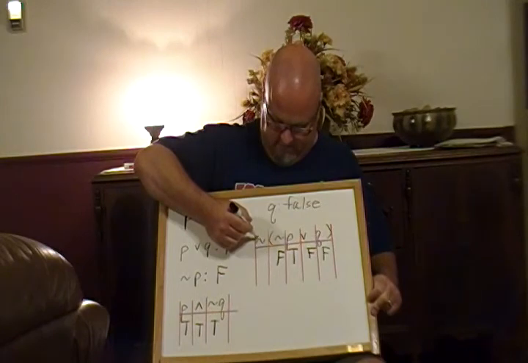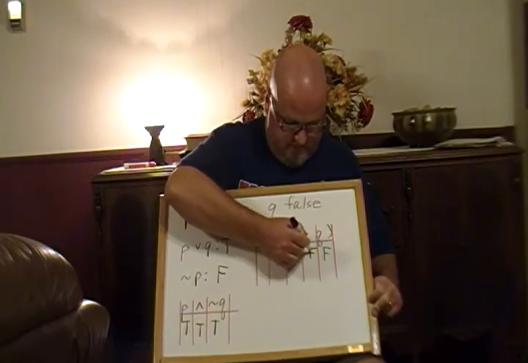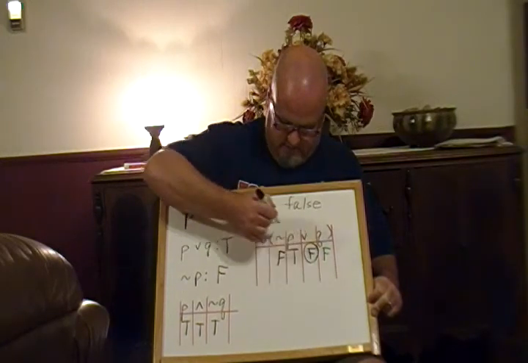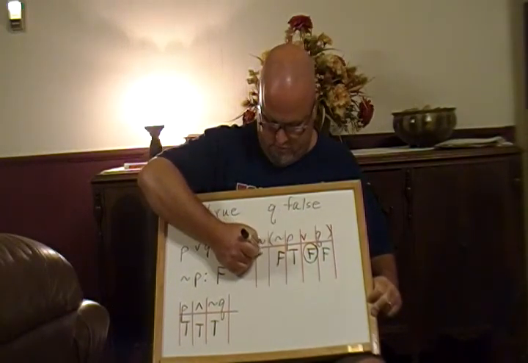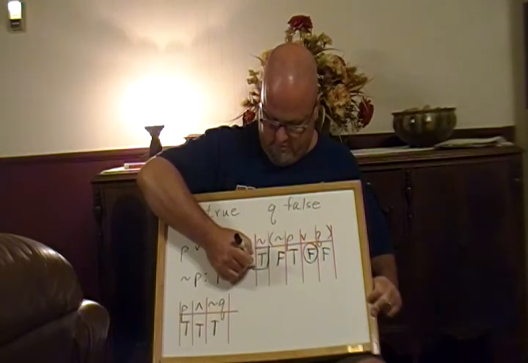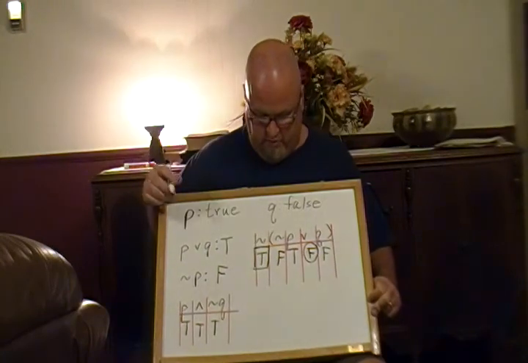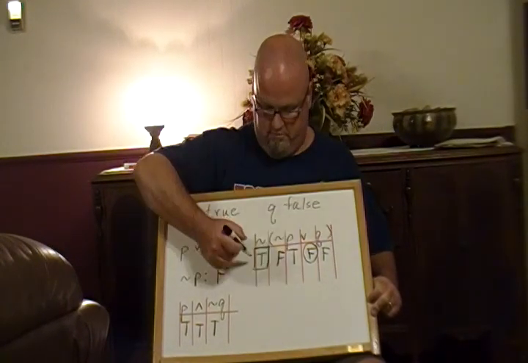And finally, we take the negation of the whole statement. And the result of what's inside the parentheses is right here. And now we're taking the negation of that. So the negation of false is true. So this is your final evaluation of the truth statement, not P or Q is true.